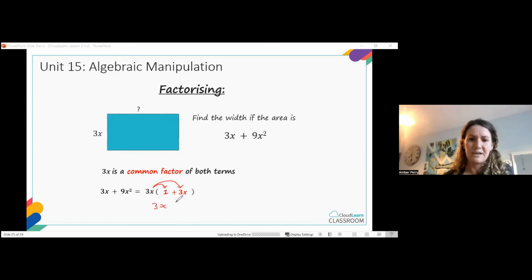3x times 3x is 9x squared. So we have got back to the answer. So it's always worth checking your answer as long as you have time in the exam, okay? By doing that. I'm going to go through a couple more of those.